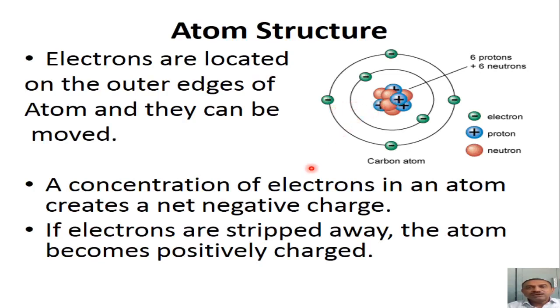So if an electron is being absorbed by the atom, external electrons I am talking about, then the overall charge on the atom will become negative. If the electrons are stripped away from the outer orbits of the atom, then the net number of electrons will be less than the net number of protons. So the total effective charge on the atom will then become positive.